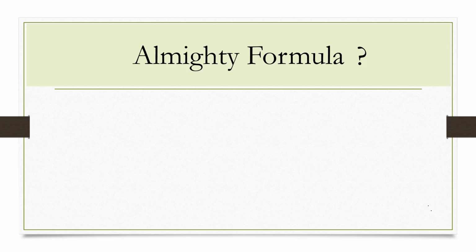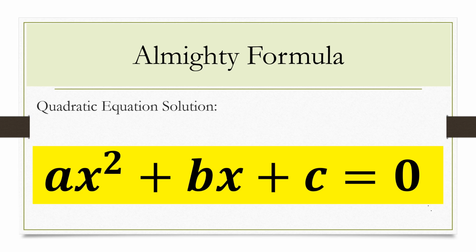By the time we finish with this presentation and some few examples, we will see that it is truly an almighty formula. And this formula is used to find the roots of a quadratic equation, just like this. This is a standard form of a quadratic equation where x is the variable, a and b are coefficients, and c the constant. We now use this quadratic equation to derive our almighty formula.